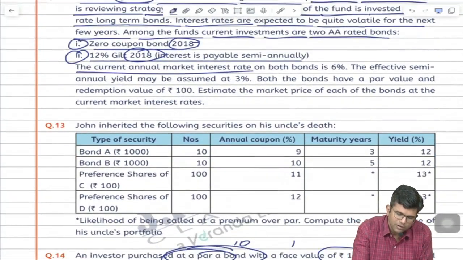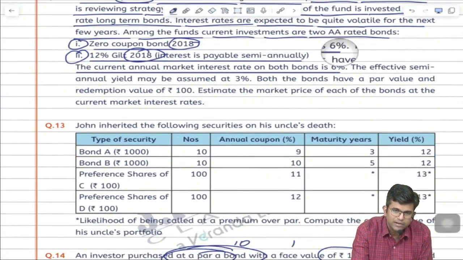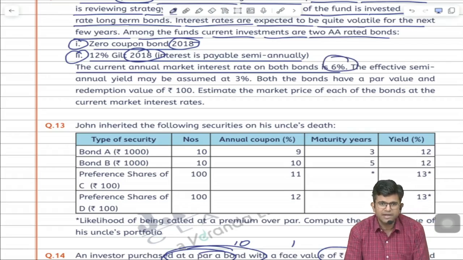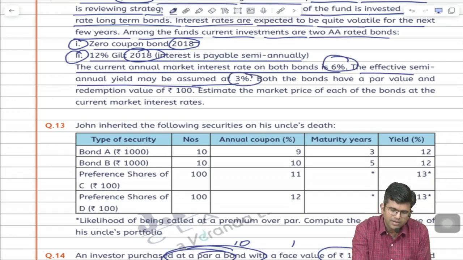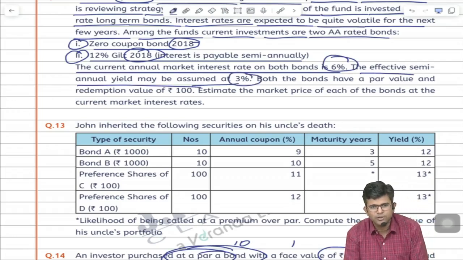What is the meaning of current annual market interest rate? This is the YTM. Everyone clear? This is the rate at which you will be discounting. The effective semi-annual yield may be 3%. So this line also is useless, because even if they don't tell you, we will take 3 only.